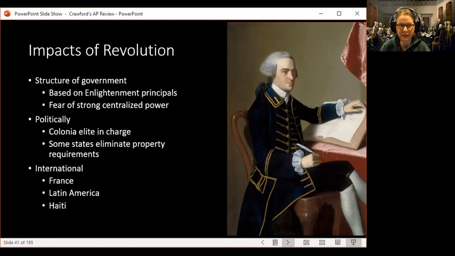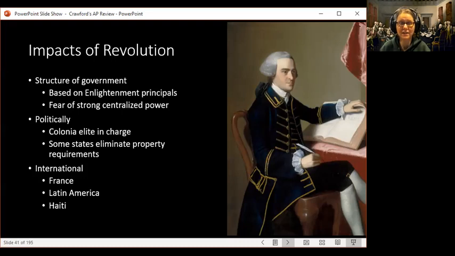When we look politically, understand this is not a radical kind of revolution. This is not like France. France was a radical revolution. That is not this. The colonial elite, when this is over, are still in charge. There's not a radical transformation of wealth, but we see that new people can be engaged in the process. But remember, it's still all white men who are engaged in the process.